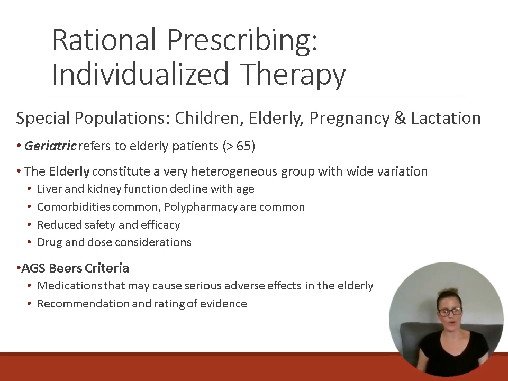In general, in older patients, we do tend to see more comorbidities. This means more diseases in one patient, so one patient with multiple disease states. Comorbidities are common, and that complicates treatment. Some drugs can treat one disease but worsen another.